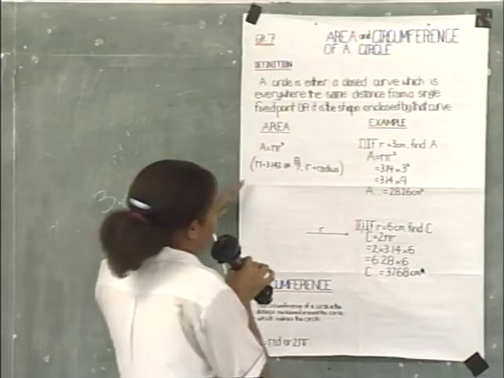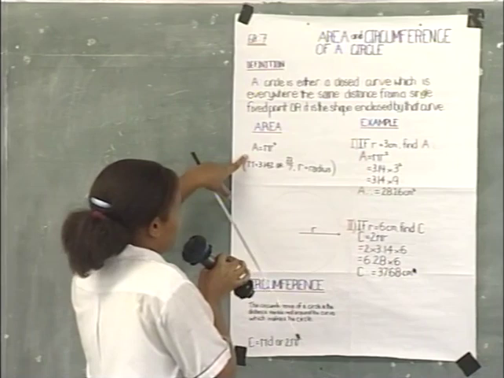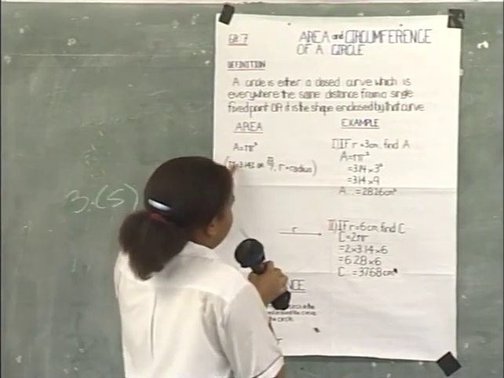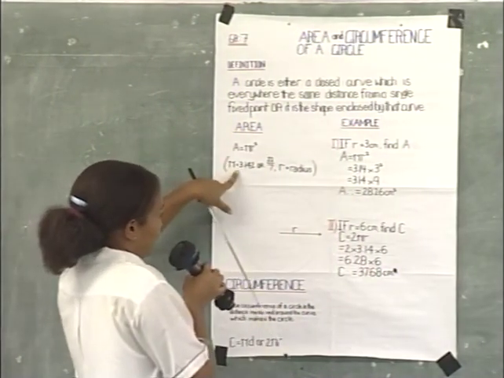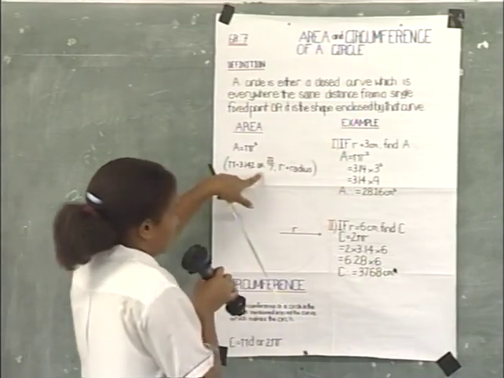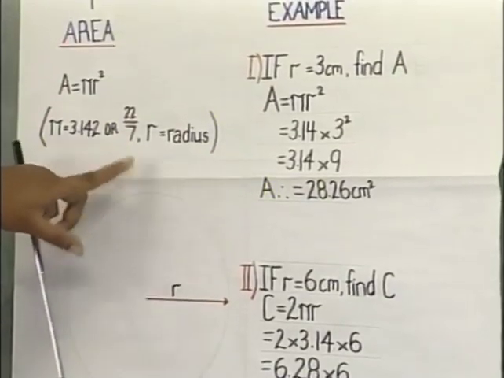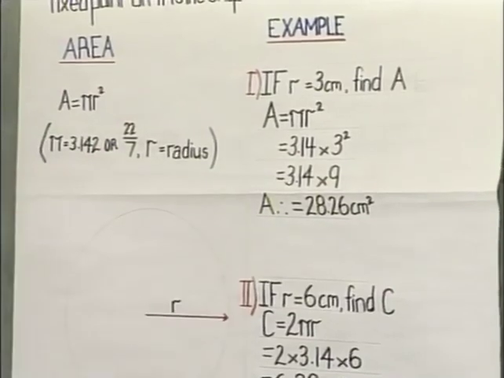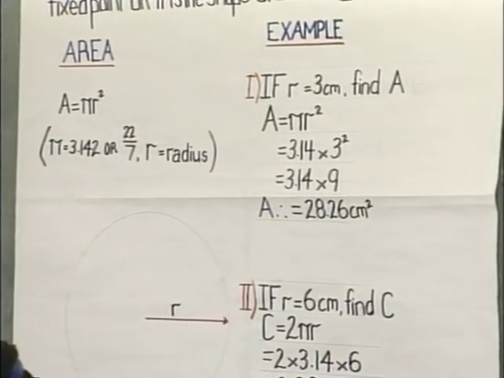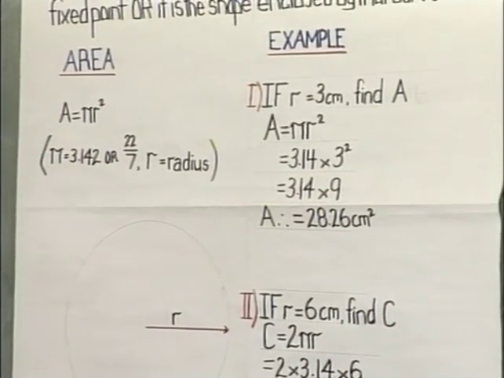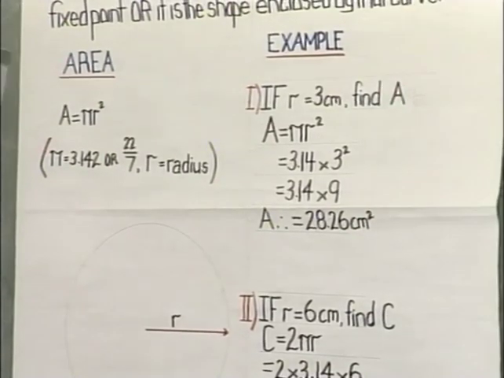To find the area of a circle, we use the formula area equals pi r squared. Pi can be either 3.14 in decimal or 22/7 in fraction. R stands for radius. Use the pointer. You've got the pointer, so use it there. Let's look at the example.